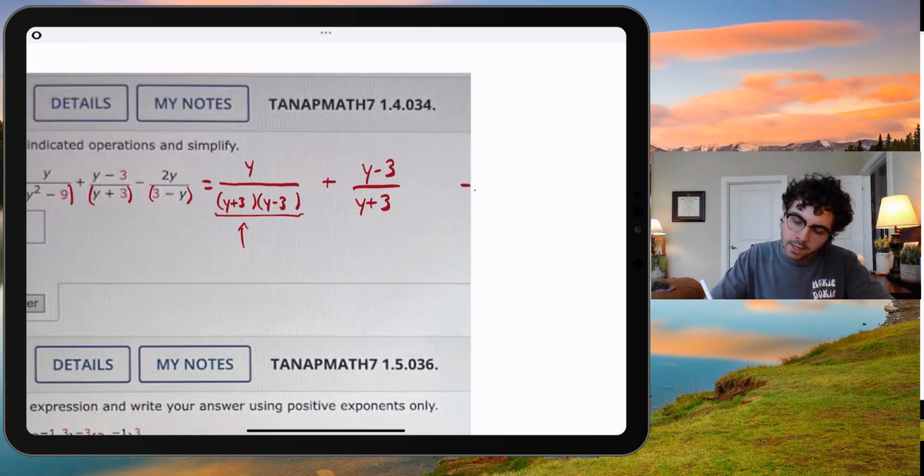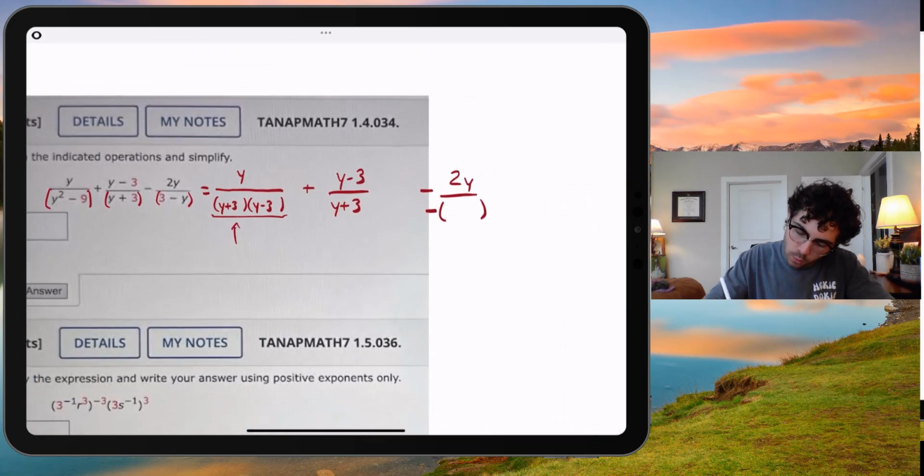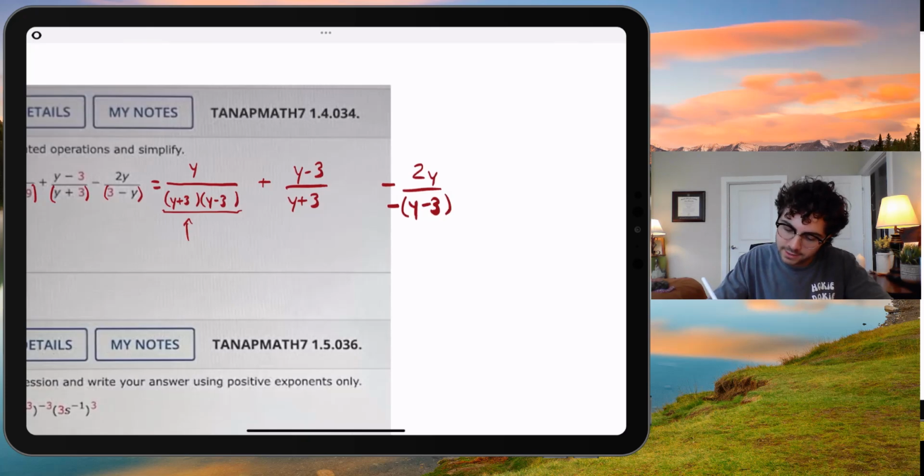Now, for the last fraction, I'm going to factor out a negative from the bottom, and negate the 3 and the minus y. So it's going to become a negative 3 and a positive y. In other words, positive y and a negative 3. In other words, it's giving us a denominator of y minus 3 as long as we take care of these two negatives and make this addition for the operation.